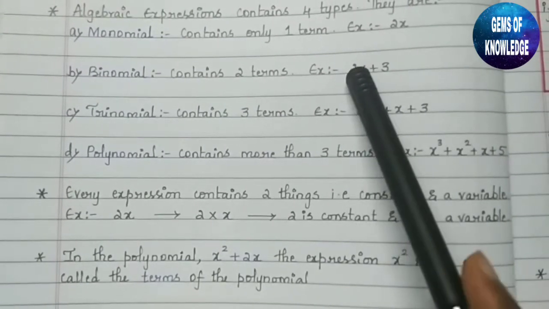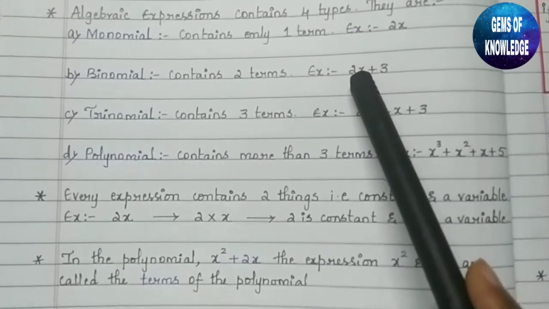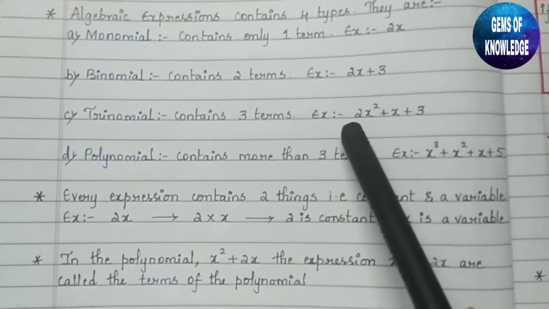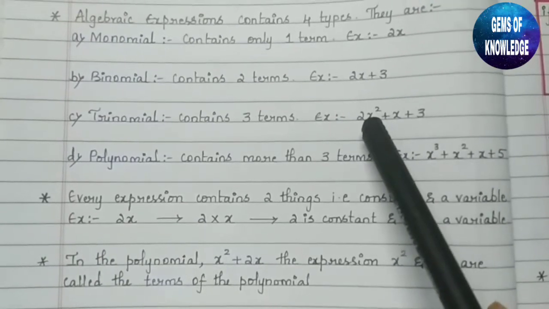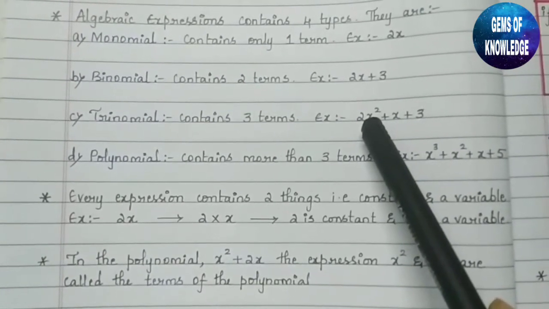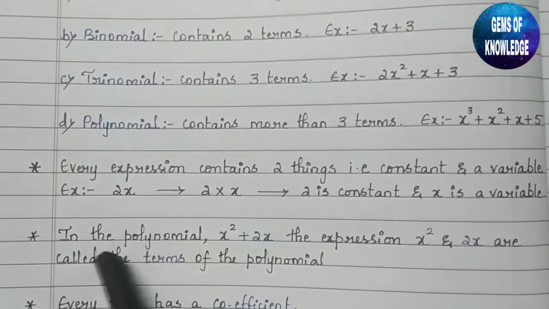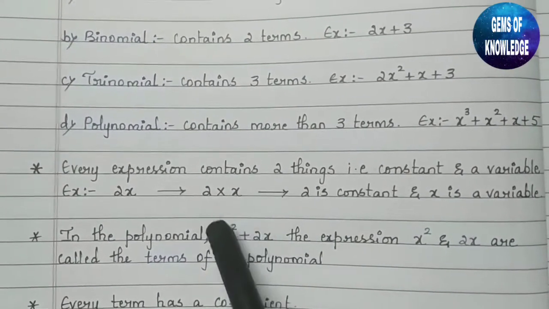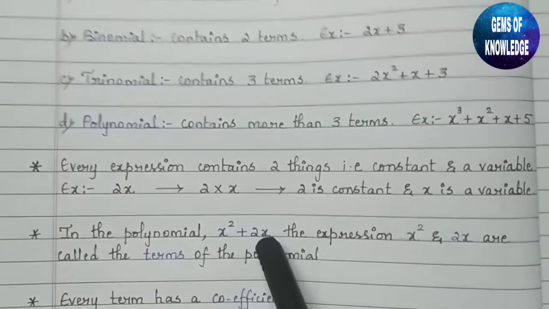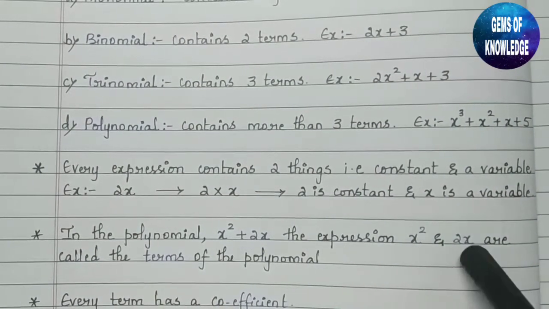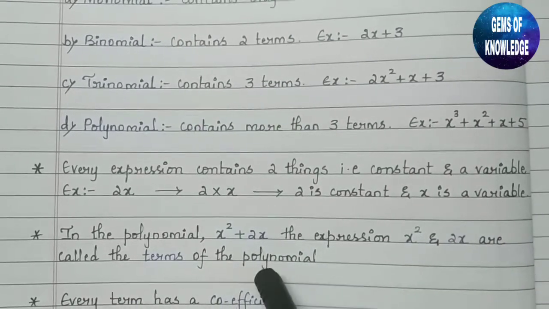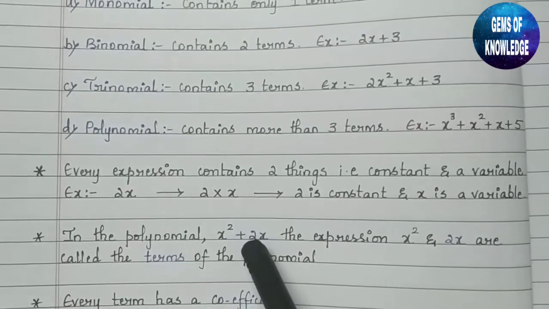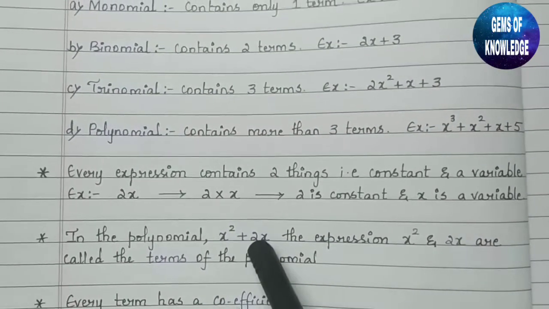Here you can see it contains 2 terms, 2x again. So here also 2 into x square. So this 2 is a constant and x square is also a variable. Okay. So in the polynomial x square plus 2x, as you can see, one polynomial is mentioned here, that is x square plus 2x. The expressions x square and 2x are called the terms of the polynomial. So this is one term of the polynomial and this is the other term of the polynomial.